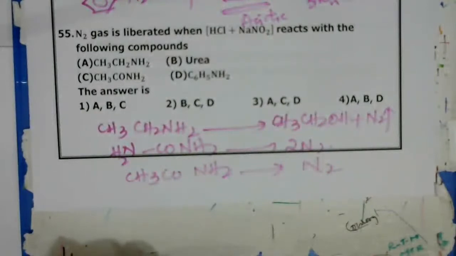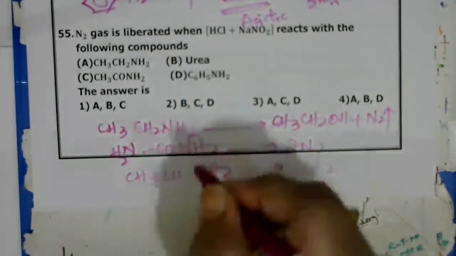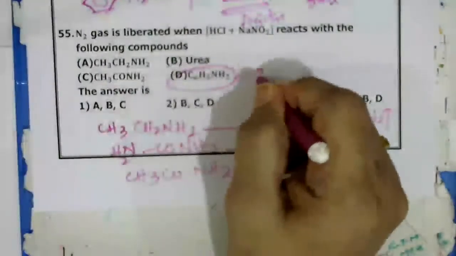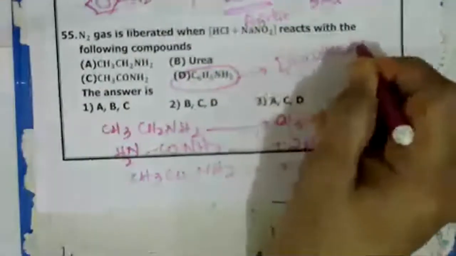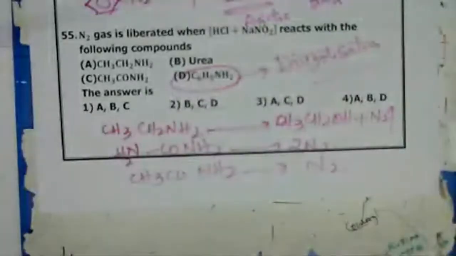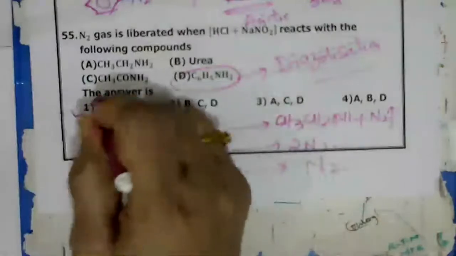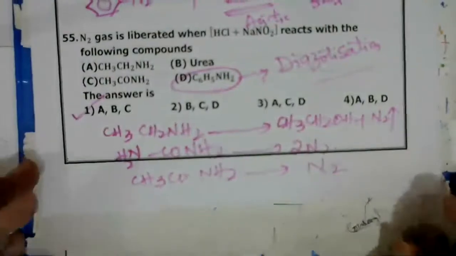But when we take aniline, it will undergo diazotization. We know very well that aromatic primary amine will undergo diazotization, whereas the primary aliphatic amine will liberate nitrogen gas. Therefore, answer is what? A, B, C. Correct? D cannot, but A, B, C can answer.